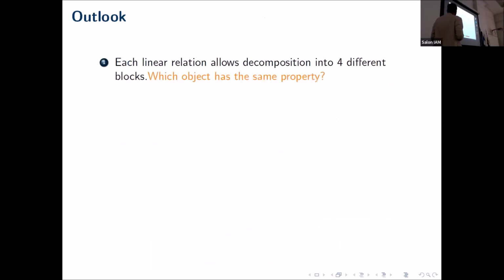Okay, so let me give some overview, outlook or summary also. First of all, what we discussed: each linear relation allows decomposition into 4 different parts, which are singular part, Jordan part, infinity, and multi-shift. This is what I mean with 4. It was much more, but okay. And there is another object, but I won't go into detail because I think most of you will not know the Kronecker canonical form.